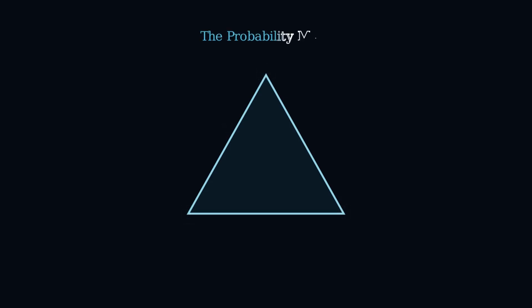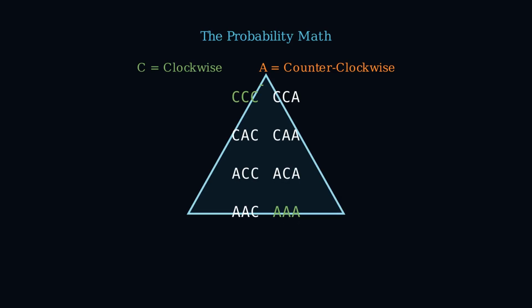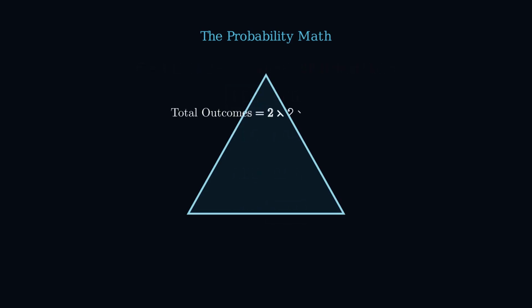Now let's calculate. Let C stand for clockwise and A for counterclockwise. Each ant has 2 choices, so for 3 ants we have 8 possible combinations: CCC, CCA, CAC, CAA, ACC, ACA, AAC, and AAA. We can derive this using permutations.